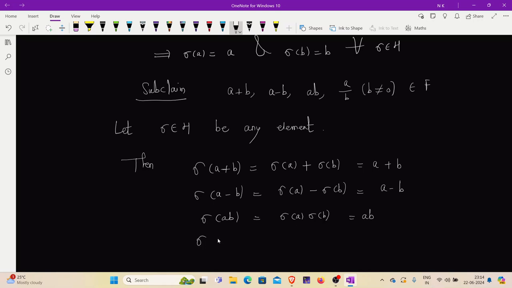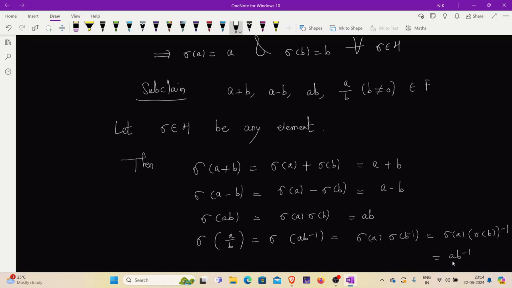And finally, sigma of a upon b, that is sigma of a times b inverse, that is simply sigma of a times sigma of b inverse. But sigma of b inverse is sigma of b whole inverse, so this is sigma of a times sigma of b whole inverse, and that is a times b inverse again, that is a upon b.